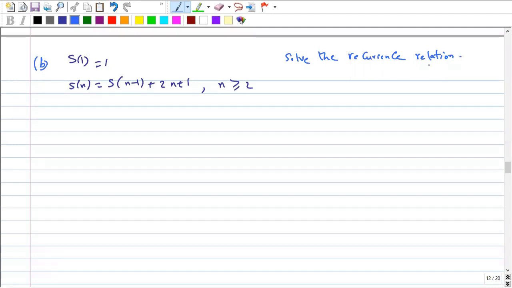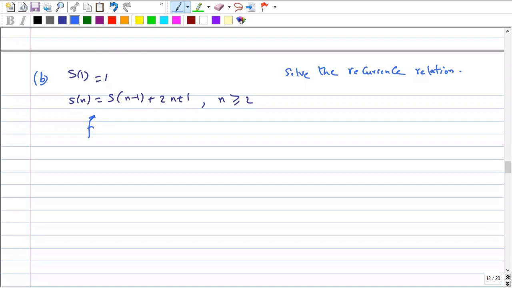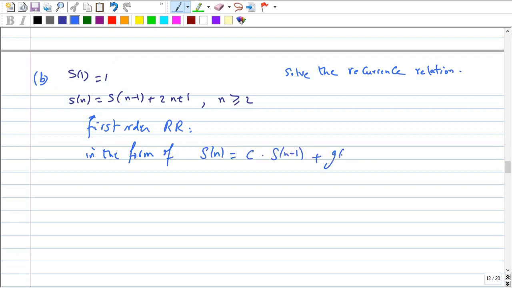Okay, so we want to solve the recurrence relation below. We know that it is a first order recurrence relation, and it is in the form of Sn equals C Sn minus 1 plus a function in n. So the function is 2n plus 1. In this case, C is equal to 1, and G of n is 2n plus 1.